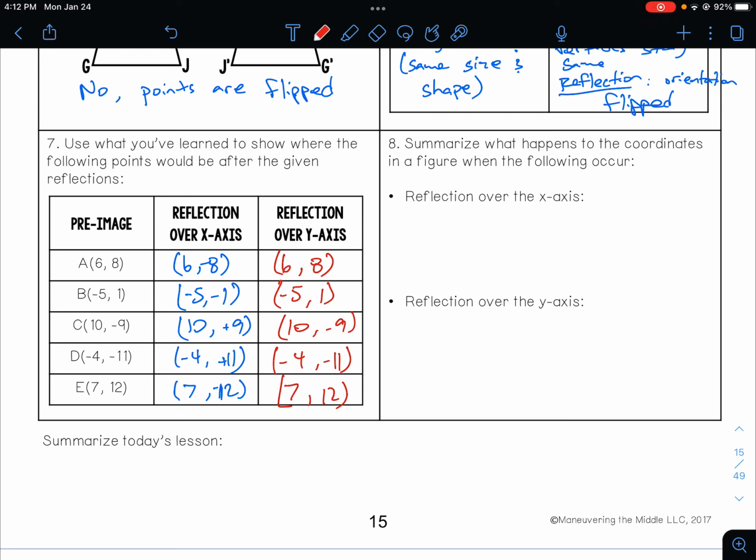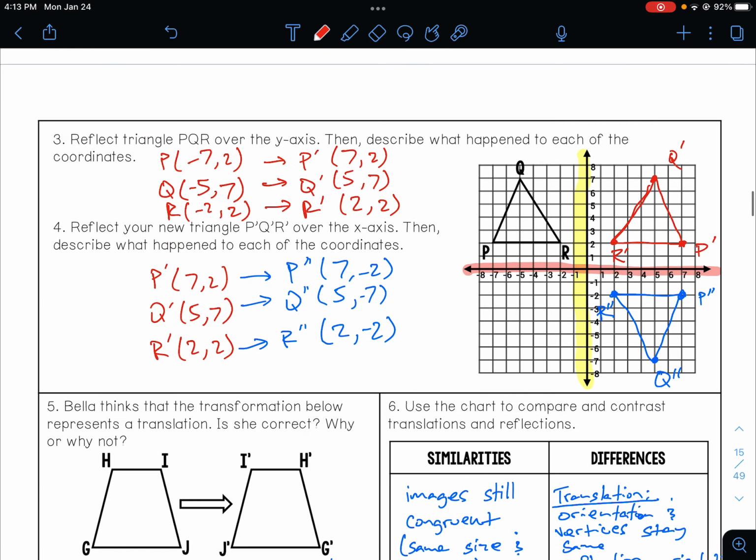So summarize what happens to the coordinates in a figure when the following occur. Reflection over x-axis, x stays same. Y changes, right? When you flip it over the y-axis, y stays the same, x changes, right? Yep.